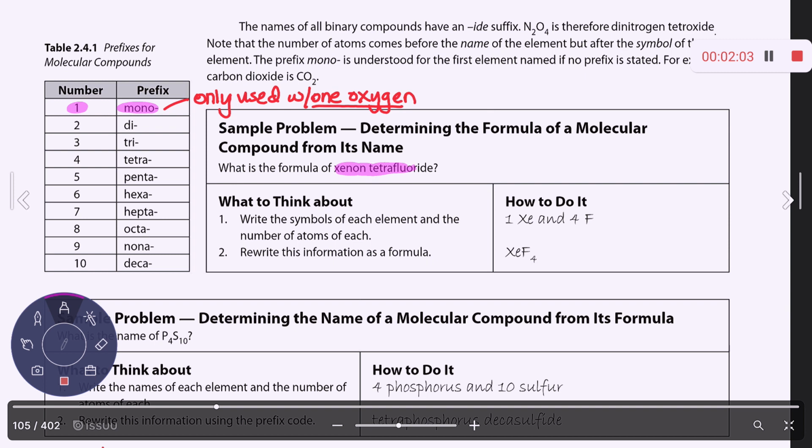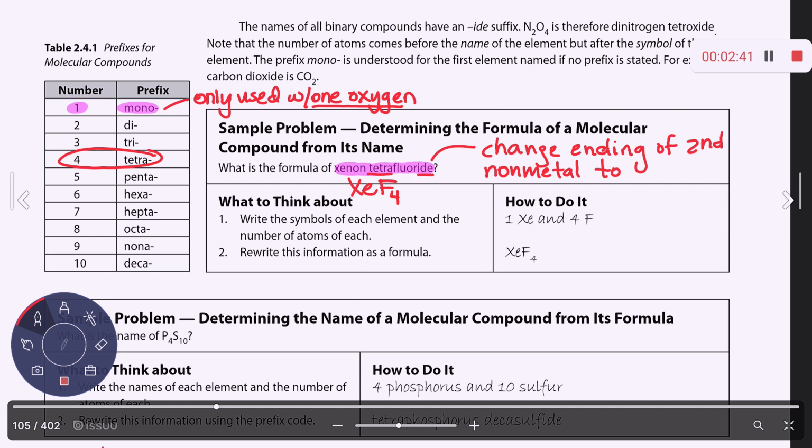Here I have xenon tetrafluoride. Xenon and fluorine are both nonmetals. They're on the right-hand side of the periodic table. Xenon is Xe. Tetra stands for four. So this means I have four fluorines. So fluorine is F, and then you would put a four after the F. Notice they changed the ending of the second nonmetal to ide. They didn't change the ending of the first nonmetal, okay?